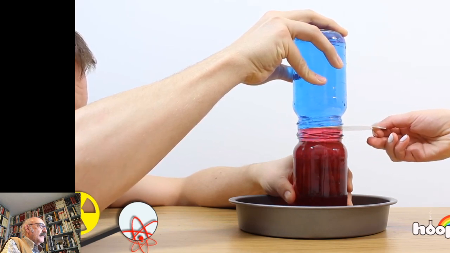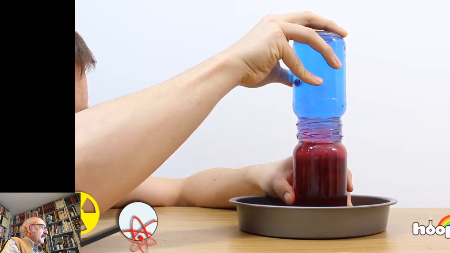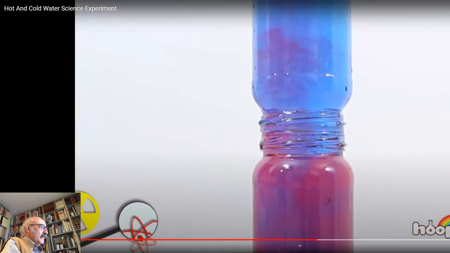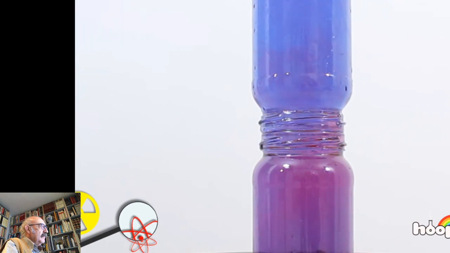As they do, you'll see that the water starts to mix, which forms a pinkish purple colour. As each of the jars mixes in with the other one, you'll see that the colour evens out completely. Can you see? So the red liquid is hotter, so it rises up, and the blue liquid is colder, so it goes down. That's why they mixed. This is because the water is very slowly mixing all of its molecules together.